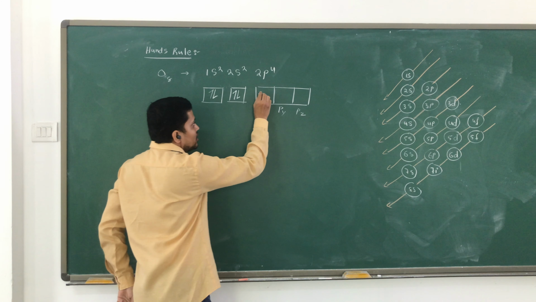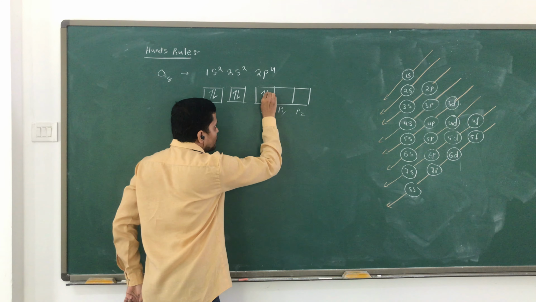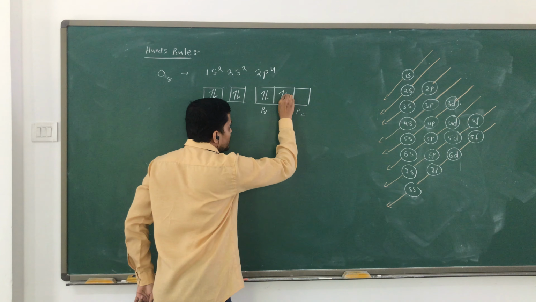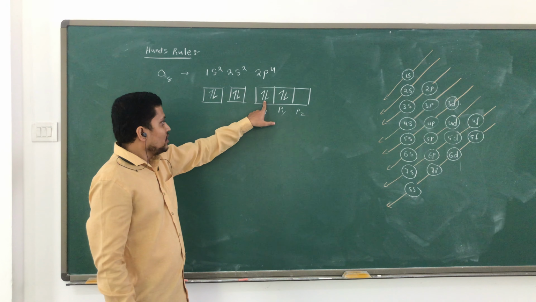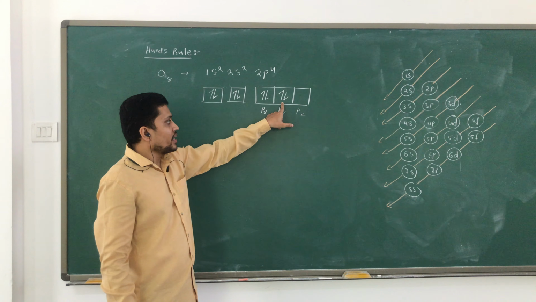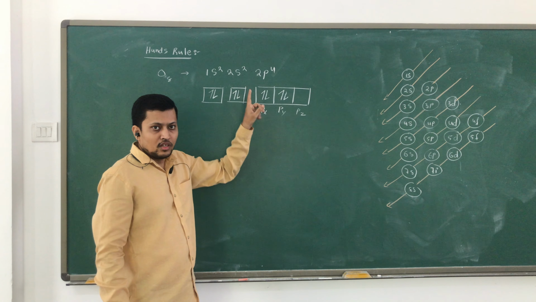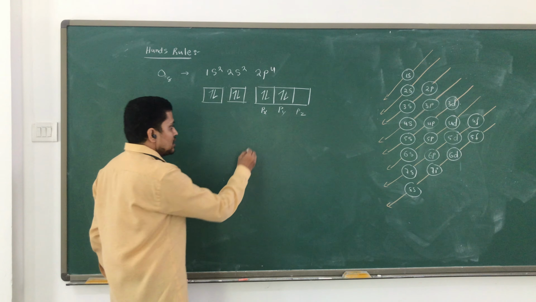So in this p shell, I can fill these electrons in this way: 1, 2, 3, 4. This is one possibility. First I am completely filling px, then I am going for py and completely filling py as well. So this is one method.